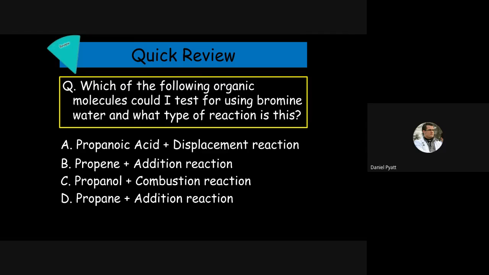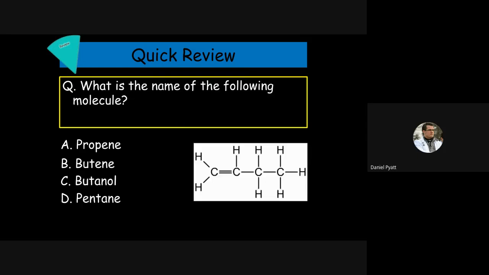And what type of reaction is it? It's an addition reaction. What that means is the bromine adds to the double bond when it reacts, and that's why it goes from being orangey brown to colourless, because you're adding the bromine to the double bond. That's why the colour disappears. So you should also know that that is an addition reaction. So if you didn't have that in your notes, add that. But B is the correct answer. What is the name of the following molecule?